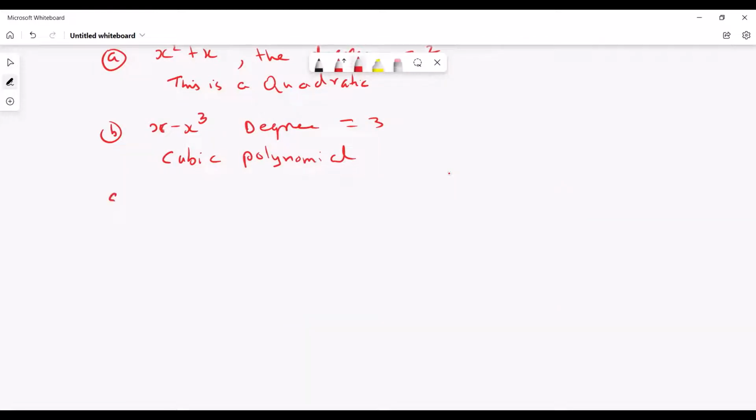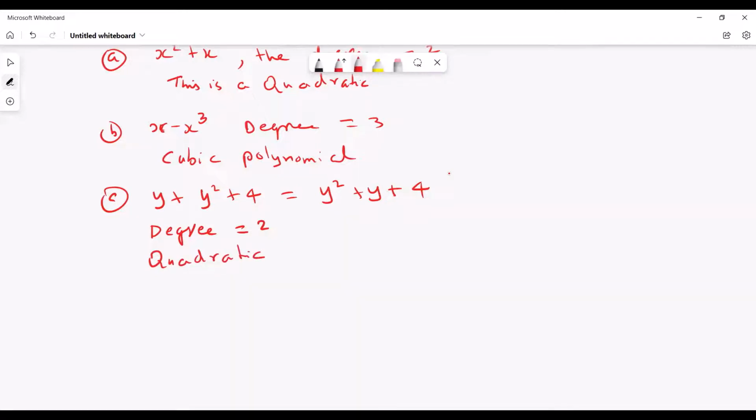Now let us come to question number C. It is y plus y square plus 4. This we can write as y square plus y plus 4. So y square means that 2 is the highest degree, so the degree of this polynomial is 2. Since the degree is 2, the polynomial is a quadratic polynomial.